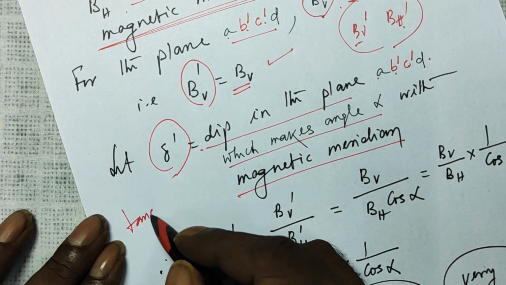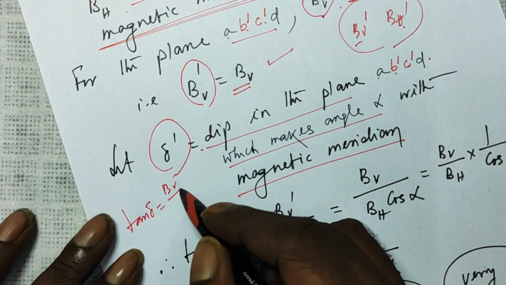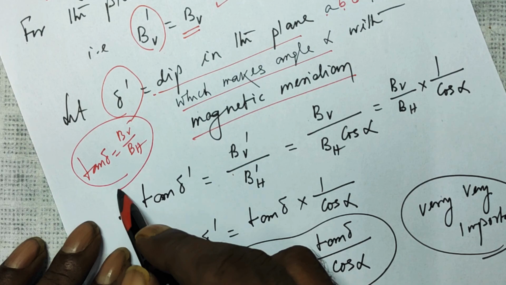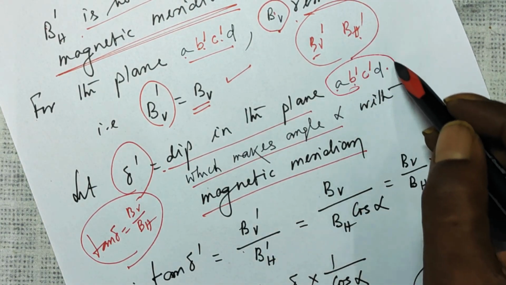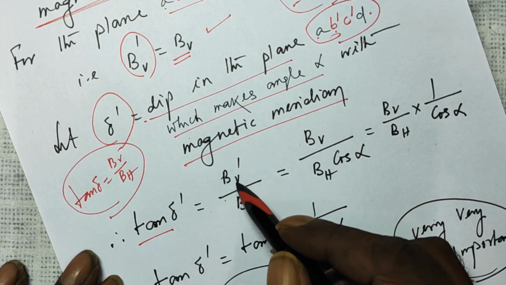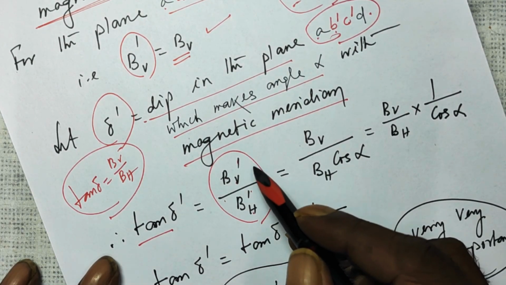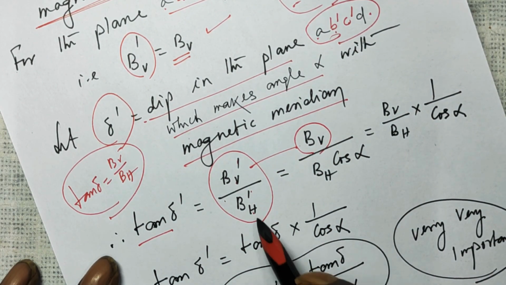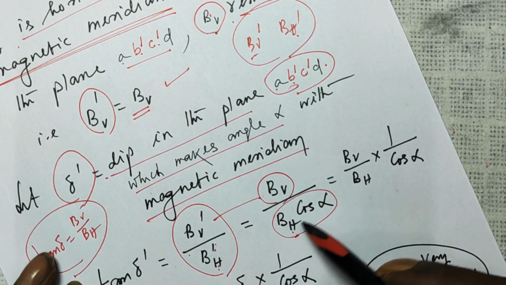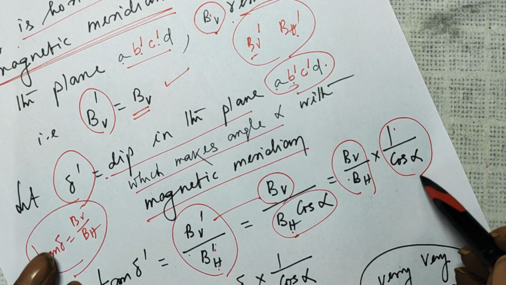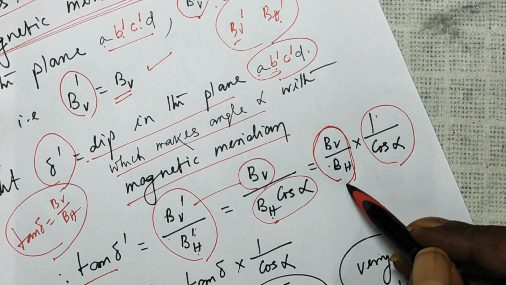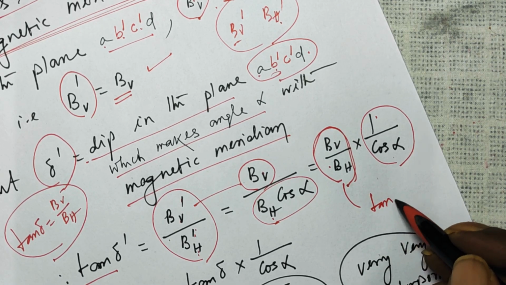Your tan delta was equal to the vertical component over the horizontal component. So if you apply this to this plane which is making an angle with the magnetic meridian, then tan delta dash is equal to BV dash over BH dash. BV remains the same for both the meridians. Now for BH dash I can write what I derived. So this becomes BV over BH, times 1 over cos alpha. And what was BV over BH? This was the true tan delta. This was the actual tan delta.